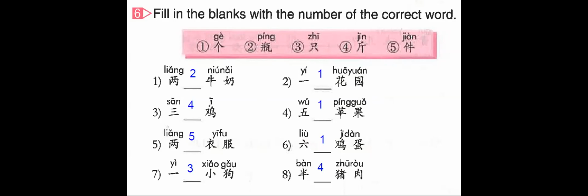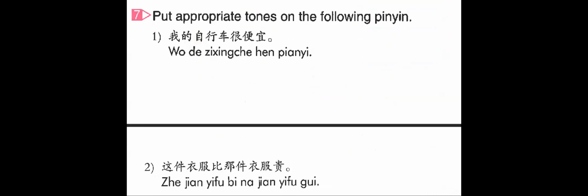We continue with activity number 7, okay? Here it says, put appropriate tones on the following pinyin. I'm going to just write this sentence with the pinyin tones, okay? Because that way you can check it clearly, okay? So here you have the first one, 我的自行车很便宜. Please check the tones in the sentence.